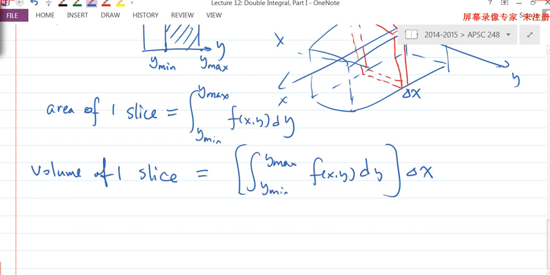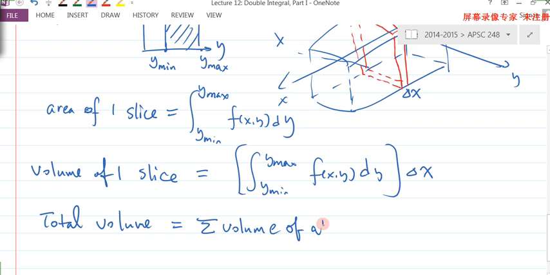And what we need is, we might have 10 slices or 100 slices, who knows, right? So what we need is to add all the slices together as an approximation of the volume. So the total volume is the addition of the volume of all slices. Okay? So basically you're adding this thing, right? Adding this thing by how many times? By n times, let's say.